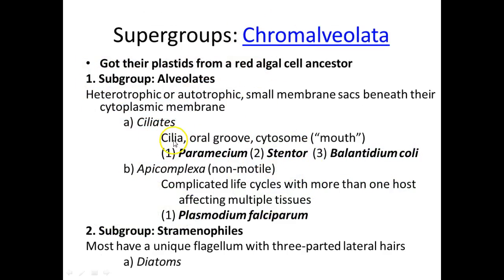So in this group we have what's commonly referred to as ciliates. All these guys, the paramecium, the centaur, and the Balantidium coli, they all are covered in cilia. They all have an oral groove, and within the oral groove they have a section, the cytostome, that's considered the mouth where the food comes in.